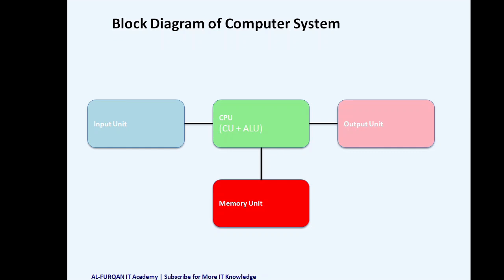So this is the block diagram of a computer system. It has four main parts: input unit, CPU, memory unit and output unit. All these parts work together to make the computer function properly. So let us study each one of these blocks.